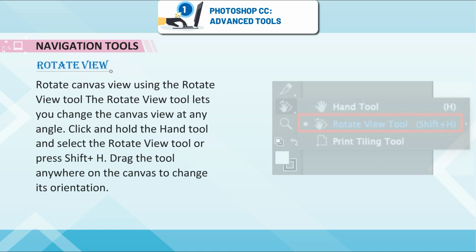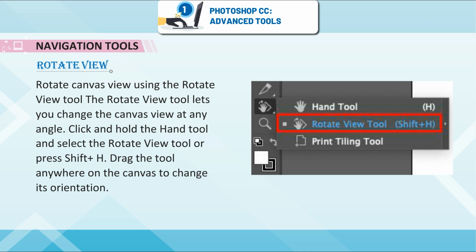Rotate view. Rotate the canvas view using the Rotate View tool. The Rotate View tool lets you change the canvas view at any angle. Click and hold the hand tool and select the Rotate View tool, or press Shift plus H. Drag the tool anywhere on the canvas to change its orientation.